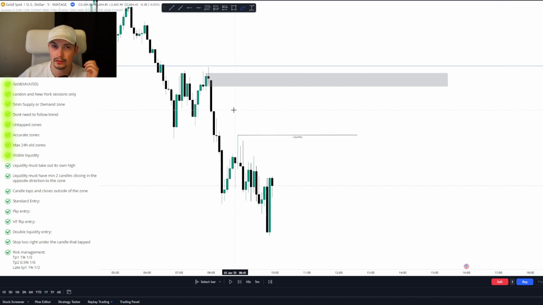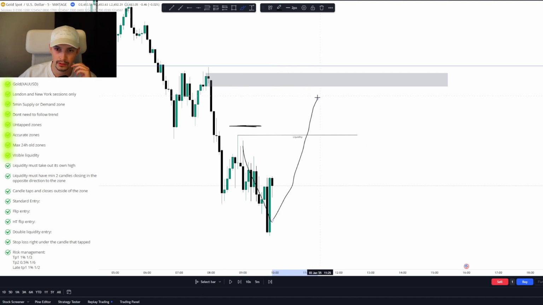You need liquidity close to the zone, or it's just a normal supply and demand zone. So a lot of stop losses here when the move went down again, and you would just want to take it out, wait for smart money to push the price down again, and just jump on the train.